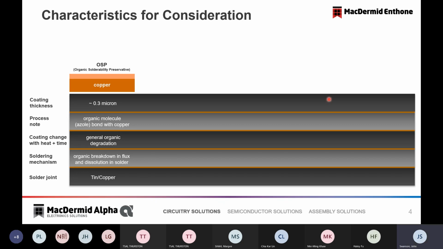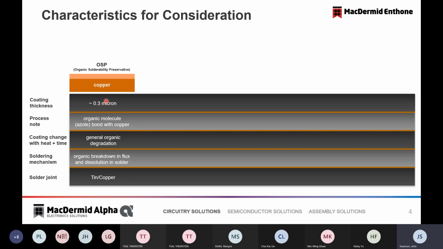So I'm going to walk through some basic considerations for the finishes. And over here on the left side of this table, we talked briefly about the coating thickness, maybe some particular detail on the coating process. How does the coating change? How does the surface finish change when exposed to heat and time? So we just want to note the soldering mechanism, and some very quick detail on the solder joint.